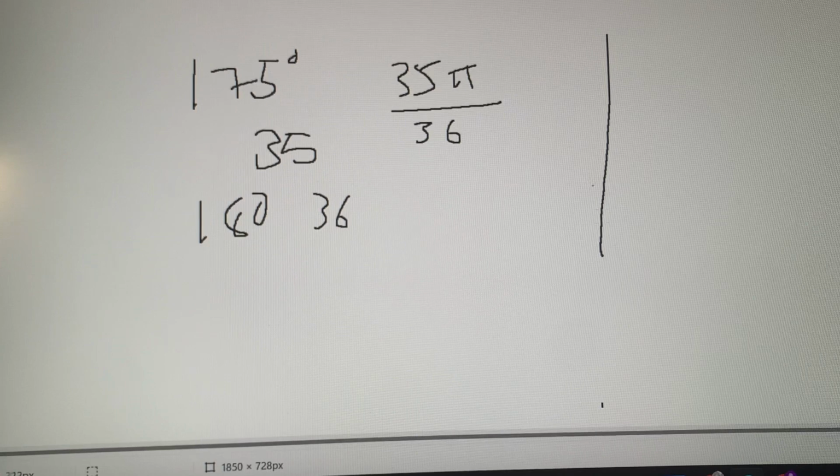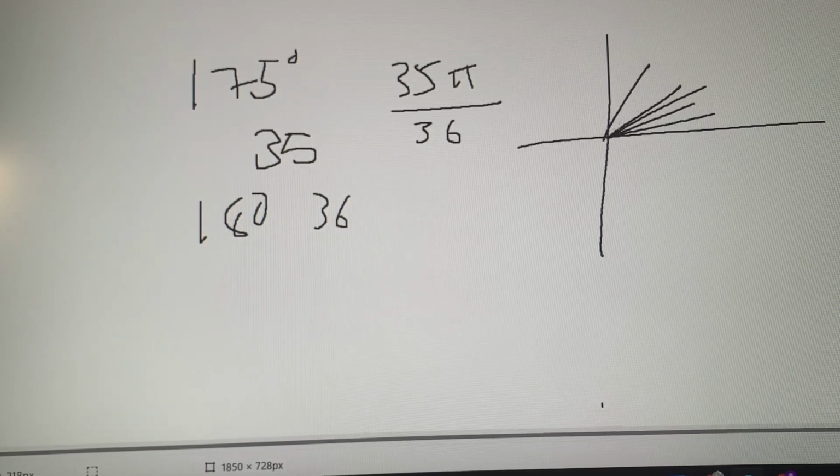All this really means is that on our coordinate plane, there are 36 small angles, each with a degree of 5 since we divided by 5. And 35 out of those 36 are filled.